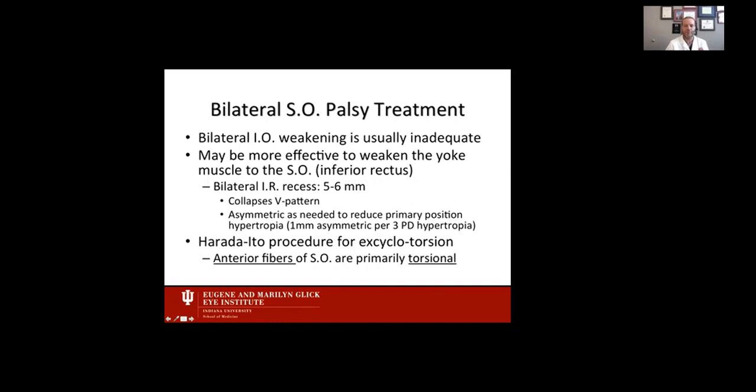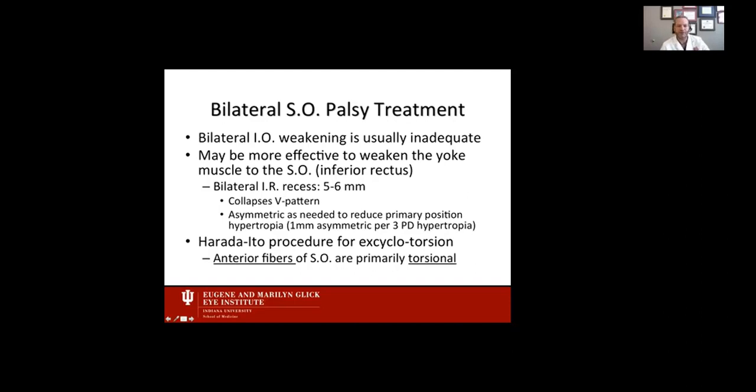So it may be more effective to weaken the yoke muscle to the superior oblique. All right, so if we've got a left superior oblique palsy, that means it's problematic in down gaze to the right. So the yoke muscle to the left superior oblique would be the right inferior rectus. So why not weaken that and try and balance that out?